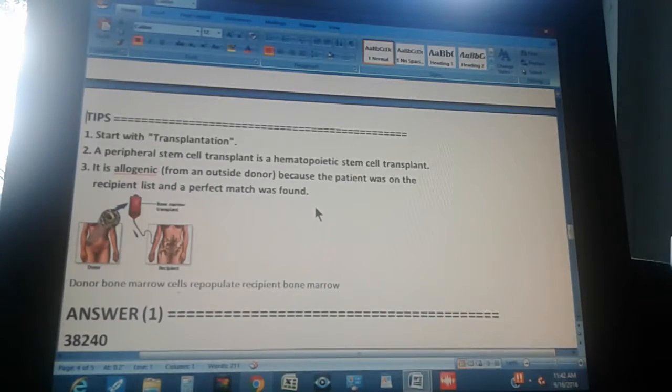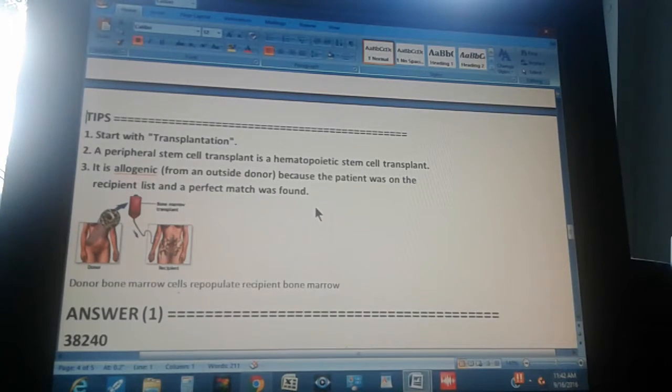The first concept is that a peripheral stem cell transplant is a hematopoietic stem cell transplant. Hematopoietic means producer of blood, and that's one of the types. There are 3 types, I think, and this is the second one. So a peripheral stem cell transplant is a hematopoietic stem cell transplant, right?